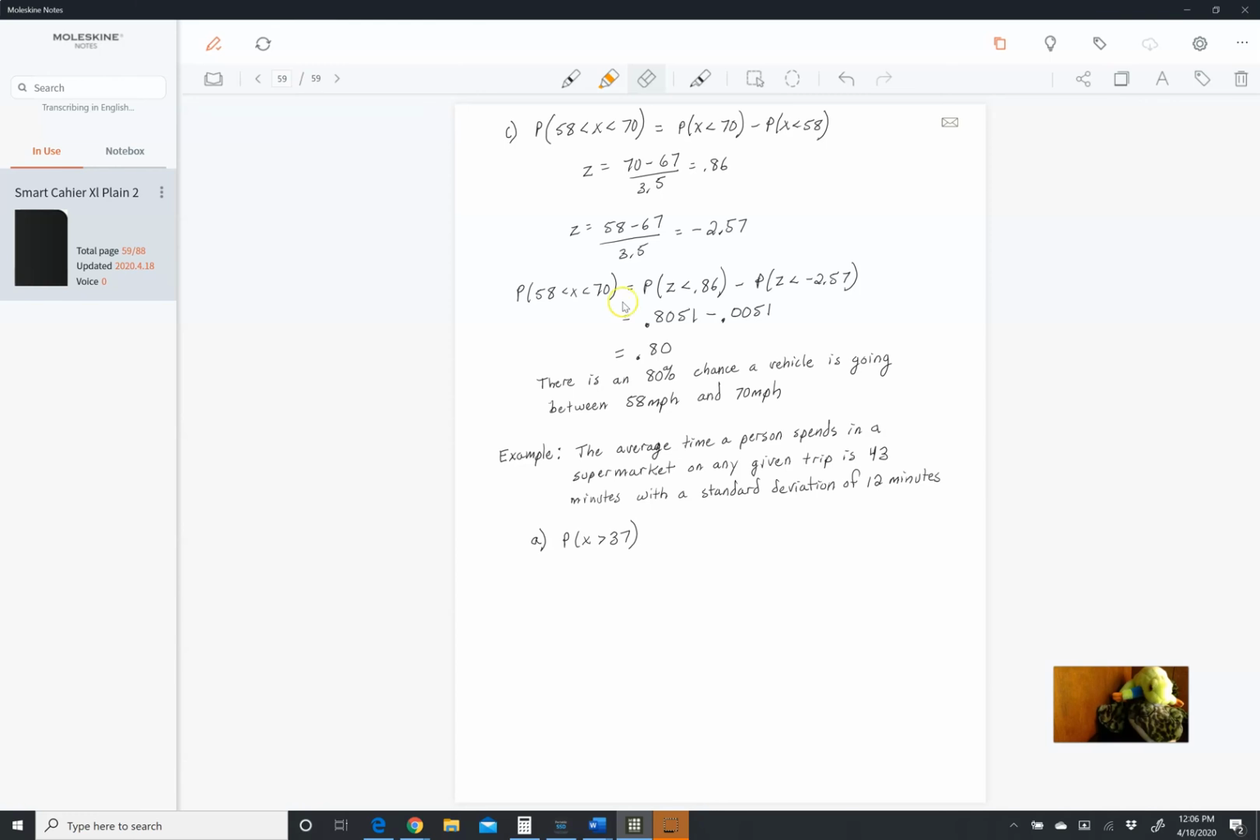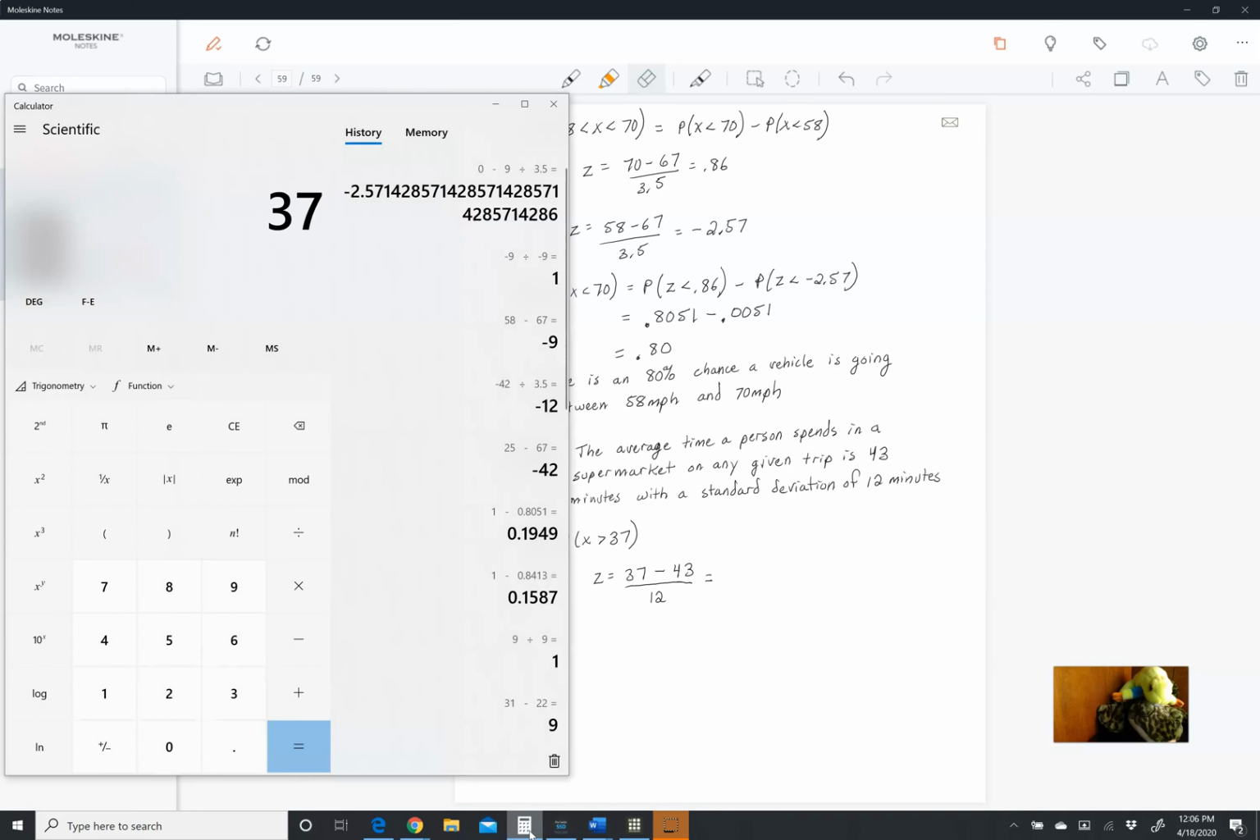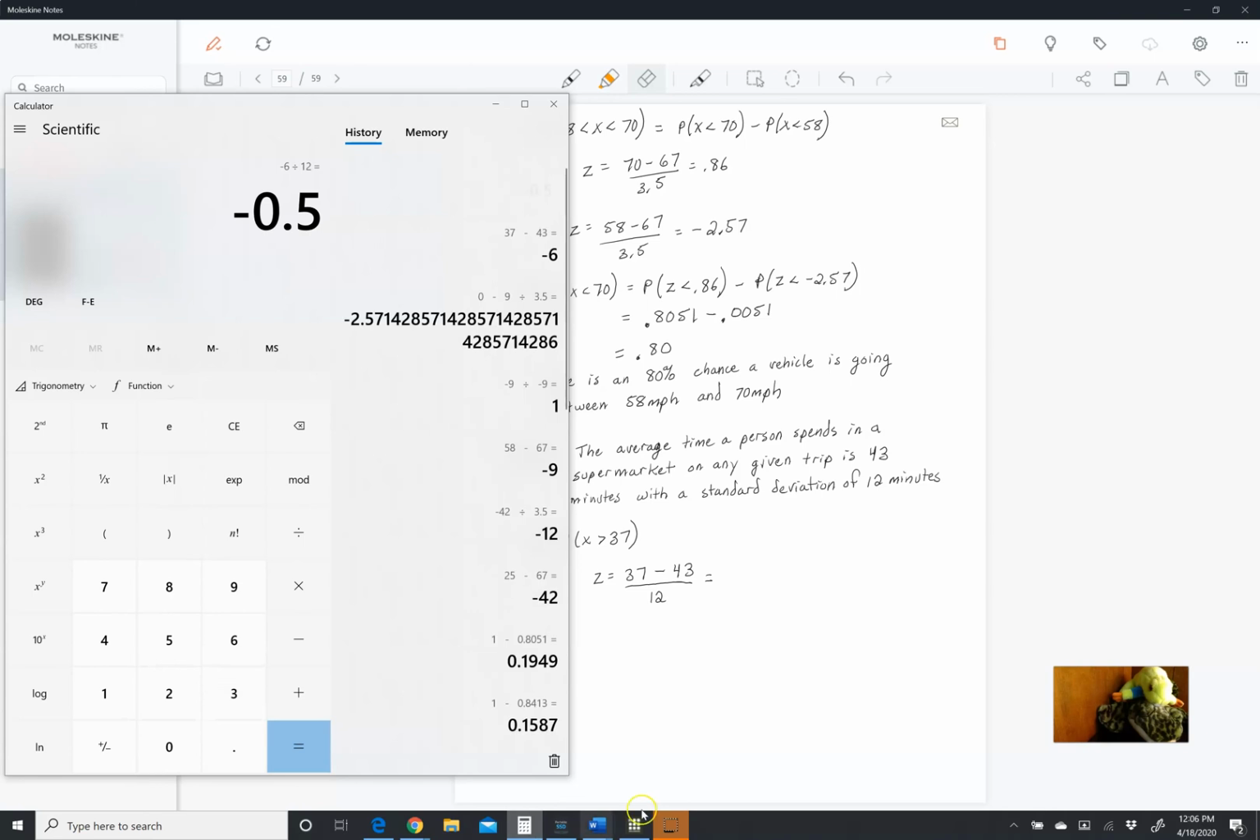Okay, so again, we already know that we need to find the z-score. So now it's 37, it's our x, minus our mu, which is 43, that's our mean, over our standard deviation, which is 12. So notice I do the subtraction first and then I do the division. If you want to do it in one step, the 37 minus 43 has to go in parentheses. So we get negative 0.5.